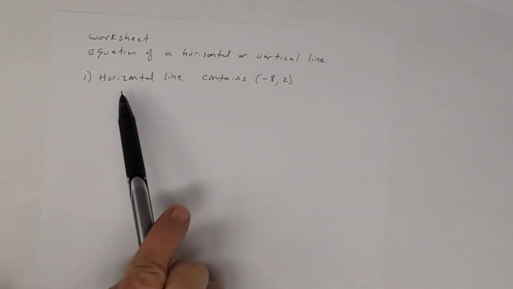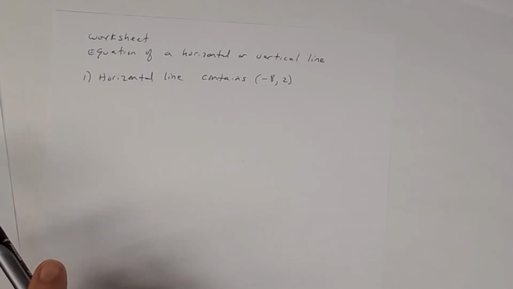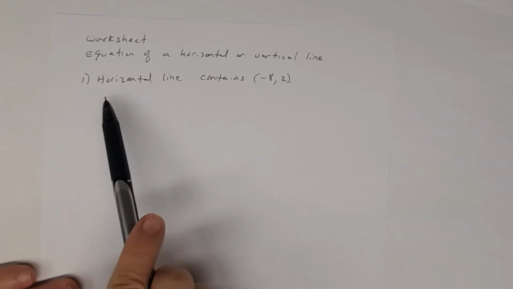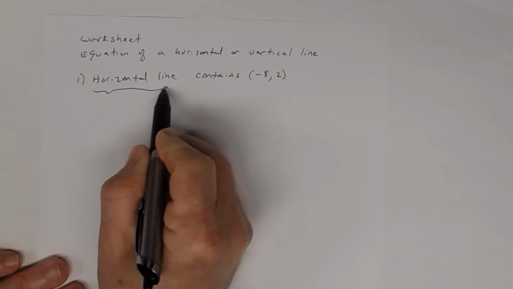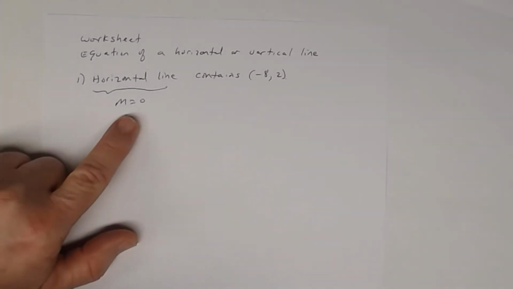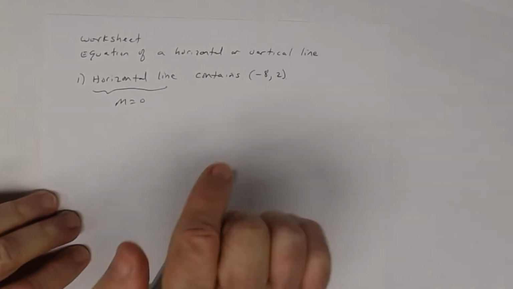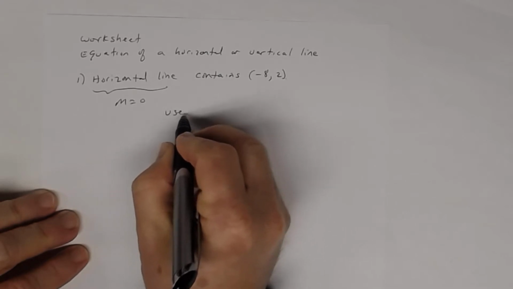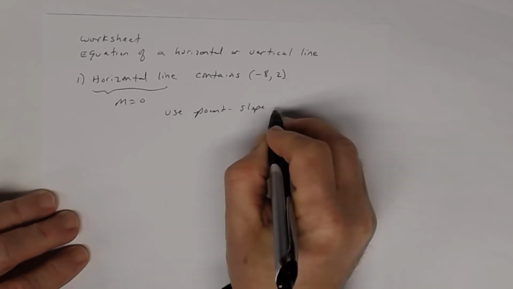So when we look at number one, we have a horizontal line that contains the point (-8, 2). There are a couple of ways that you could think about this. One way is to remember that a horizontal line has slope 0. So we know that the slope is 0, and since I have a slope and a point on that line, I can use point-slope form.